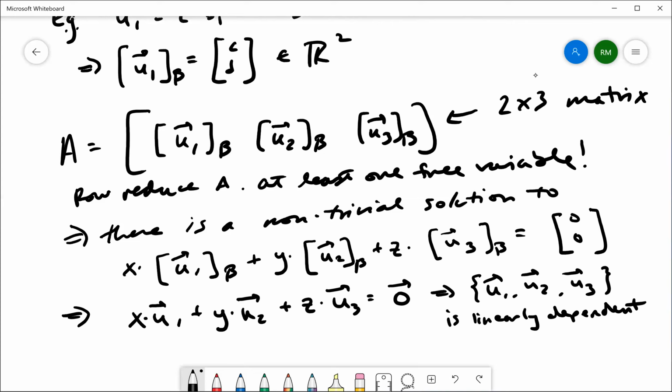All right, so we did all that work and we see that what's happening is I have more columns than rows, so I must have a free variable, therefore it must be linearly dependent. So you can see why this is true, that if I have more vectors than elements in the basis, if I write out a matrix like this, it must have a free variable, and therefore they could not be linearly independent.